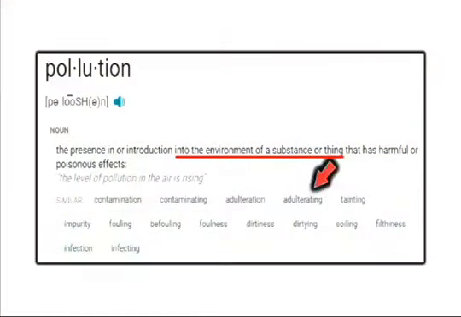And as a matter of fact, if you can put up that first slide, I want to get this in your mind because we just read the word environment, right? What environment encompasses. Now, this word pollution, let's get this in our mind. Pollution means the presence in or introduction into the environment of a substance or thing that has harmful, poisonous effects. I'm going to read that one more time. Pollution is the presence in or introduction into the environment of a substance or thing that has harmful or poisonous effects.